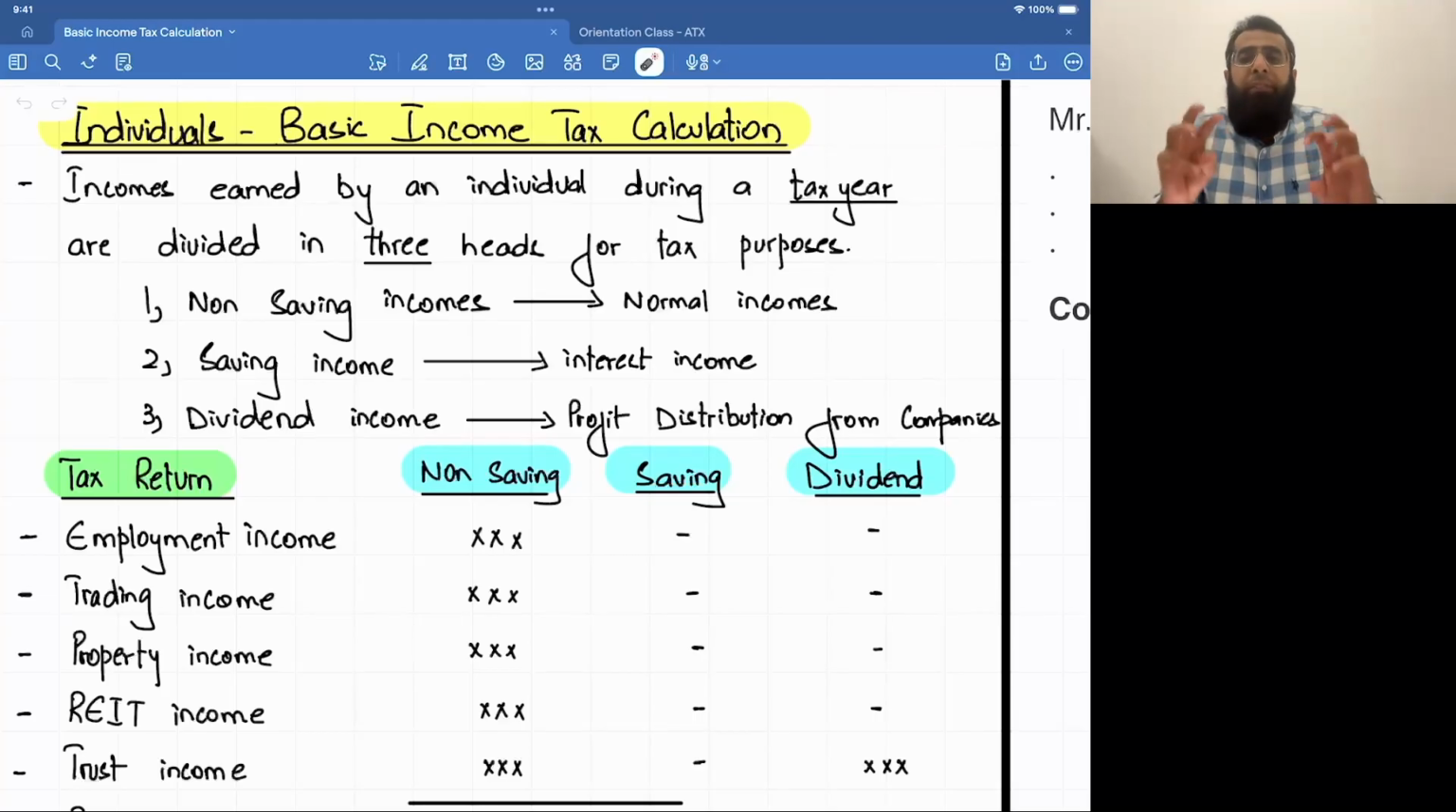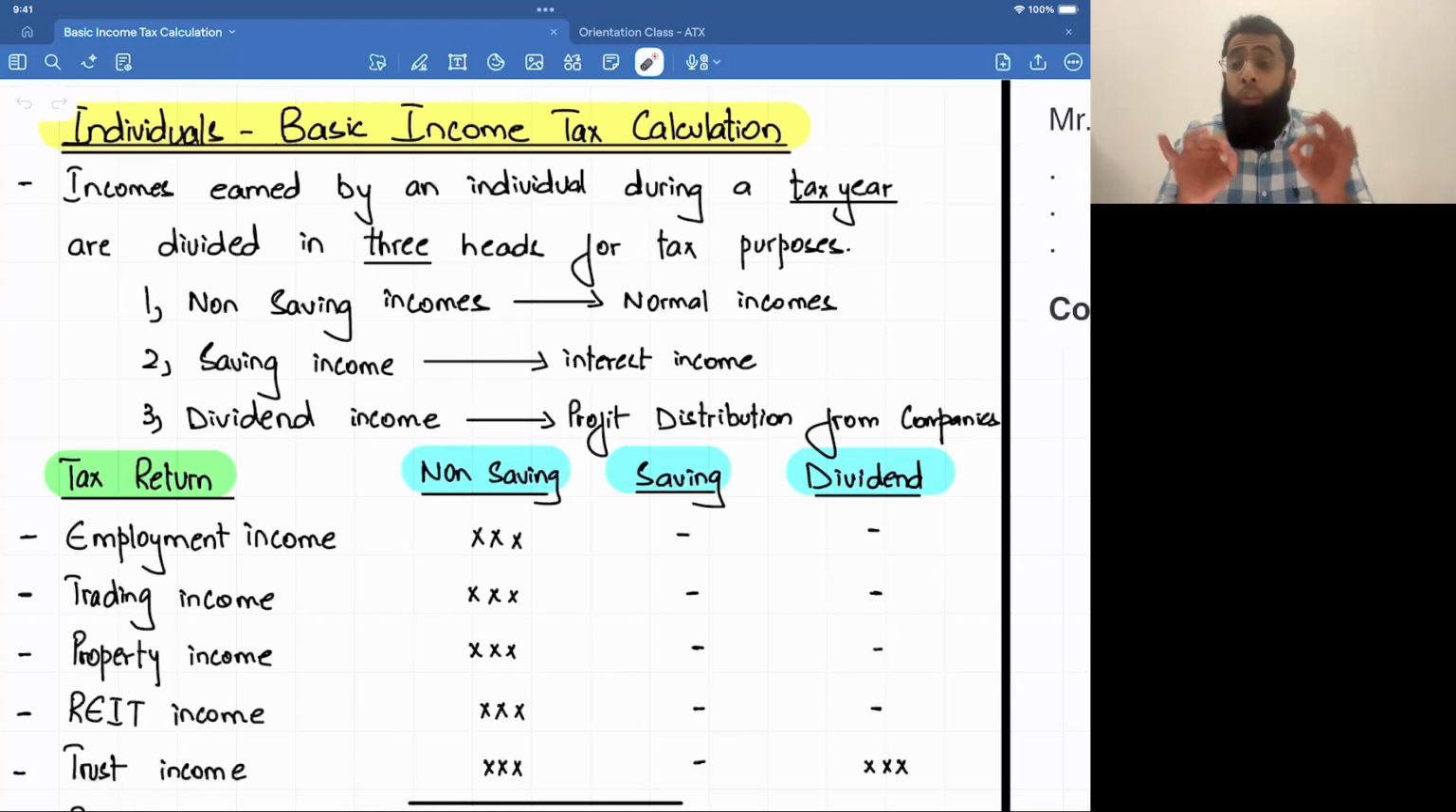So whatever income we earn during a tax year, salary, which is your employment income, or business income like trading income, or rental income, or some interest income or some dividends, whatever incomes you earn during a tax year, write them down. Okay, the tax year is from 6th April to 5th April.